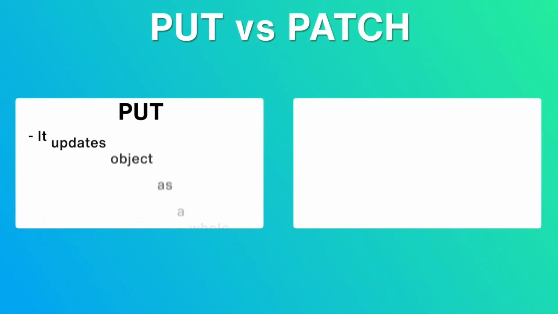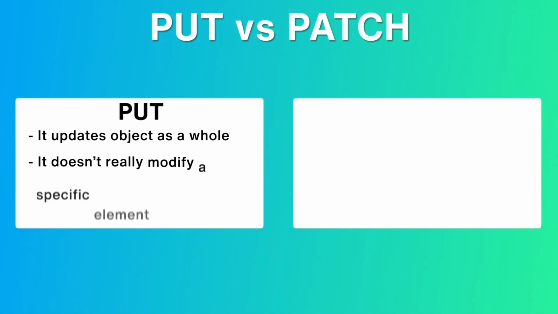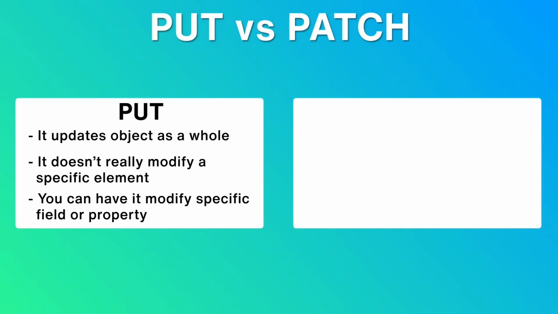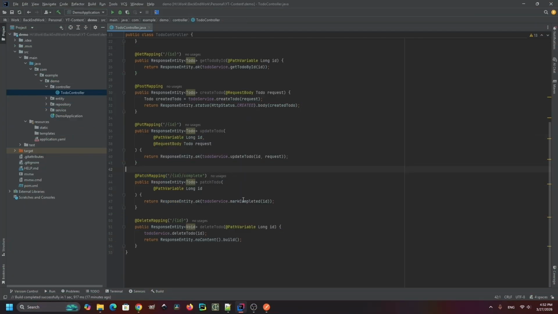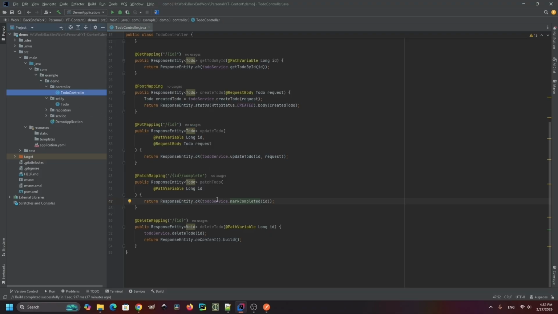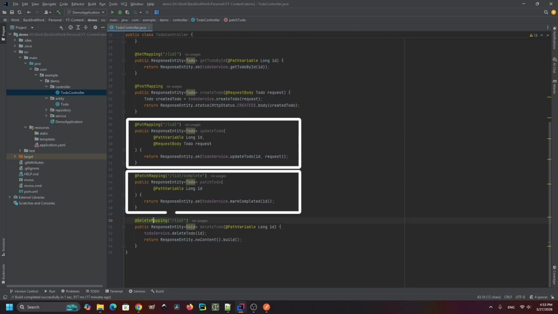Put updates the object as a whole. It doesn't really modify a specific element. You can have it modifying a specific field or property, but patch is made specifically for this cause. Like for this one example, we are marking complete, and I'm going to be walking you through what's going to be happening. But let's not rush things now. So we have put, we have patch, and we have also delete.